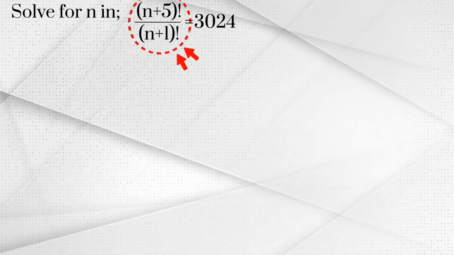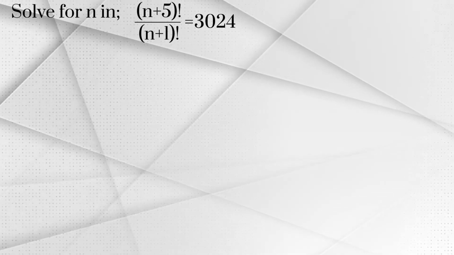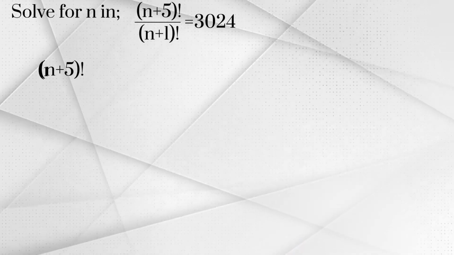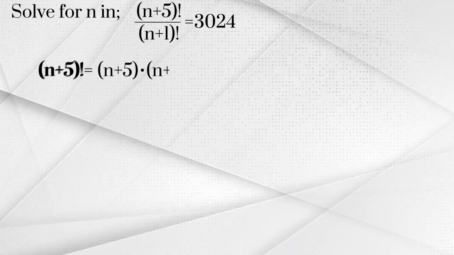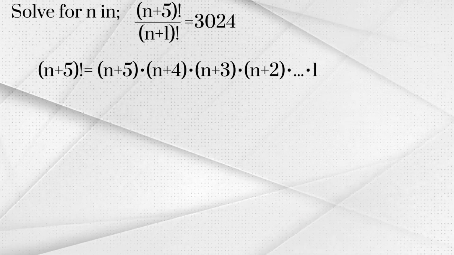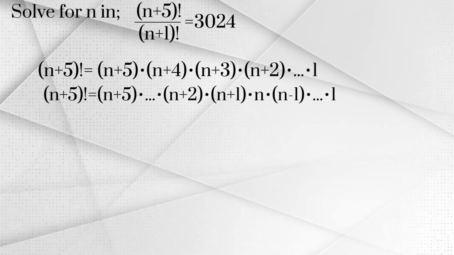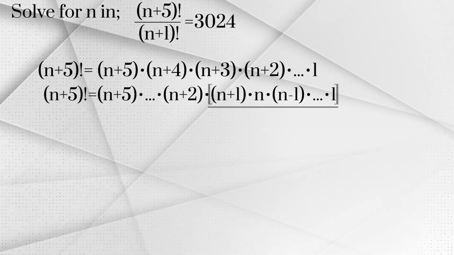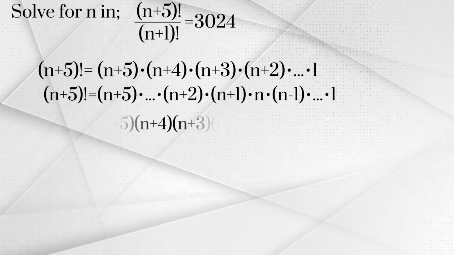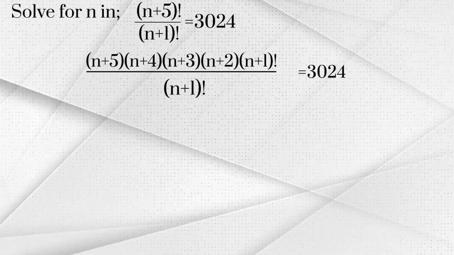So there's actually a way to divide (n+5)! over (n+1)!. To do this, we'll just play around with (n+5)!. We know that (n+5)! is the following product: (n+5) times (n+4) times (n+3) times (n+2) all the way to 1. Let's go to the point where it reaches (n+1) times n all the way to 1. We know that (n+1) times n all the way to 1 is basically (n+1)!. And just like that, we've factored out (n+1)! from (n+5)!. Now let's do some basic division. (n+1)! will cancel out with the (n+1)!.